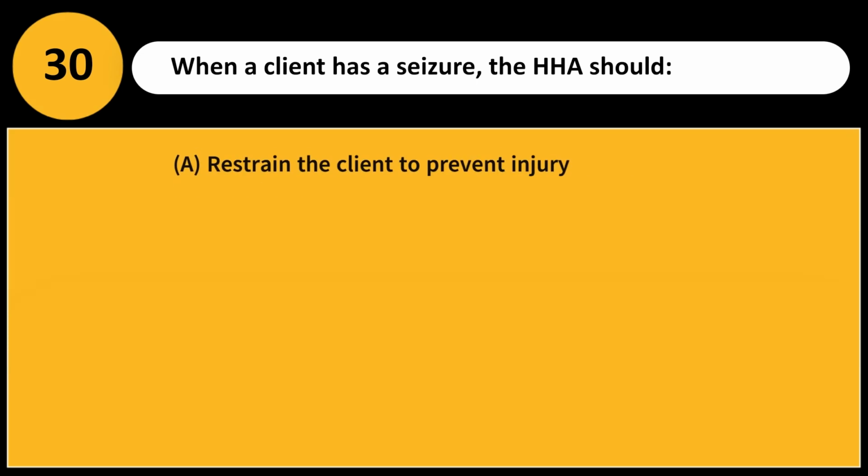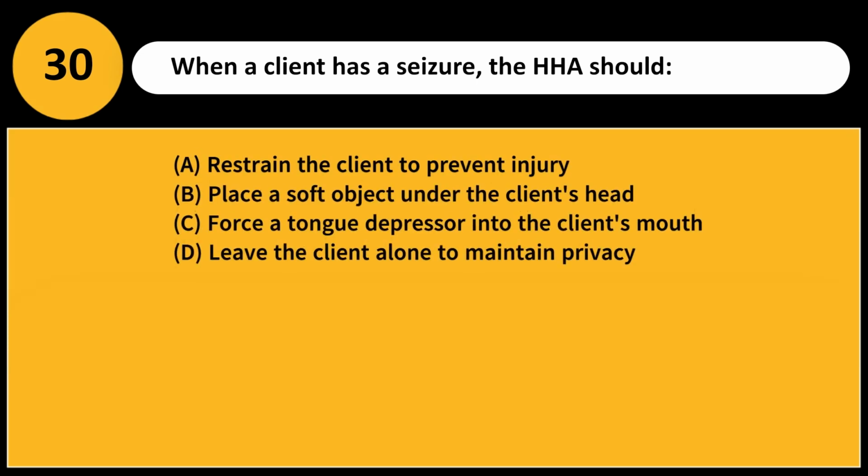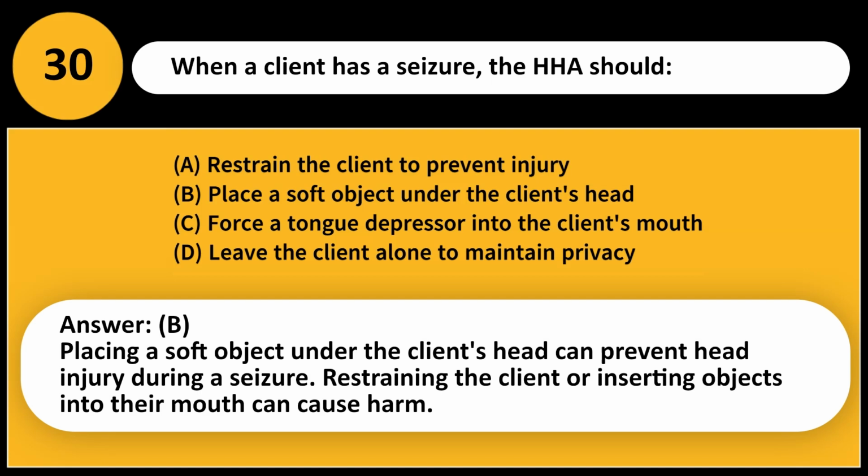When a client has a seizure, the HHA should A. Restrain the client to prevent injury. B. Place a soft object under the client's head. C. Force a tongue depressor into the client's mouth. D. Leave the client alone to maintain privacy. Answer: B. Placing a soft object under the client's head can prevent head injury during a seizure. Restraining the client or inserting objects into their mouth can cause harm.